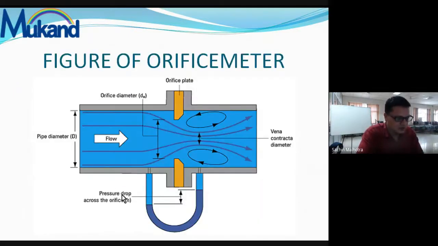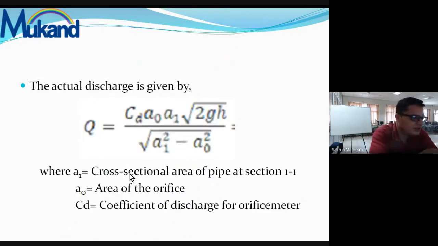So again, this is the orifice plate meter. This is the area of orifice; you can see in this figure the orifice diameter D0 from here to here, so the area is A0. This is the diameter of the pipe having area A1 at section 1. This is the U-tube differential manometer. The height difference of mercury level is shown by H. So its formula comes out to be Cd × A0 × A1 × √(2gh) / √(A1² − A0²).